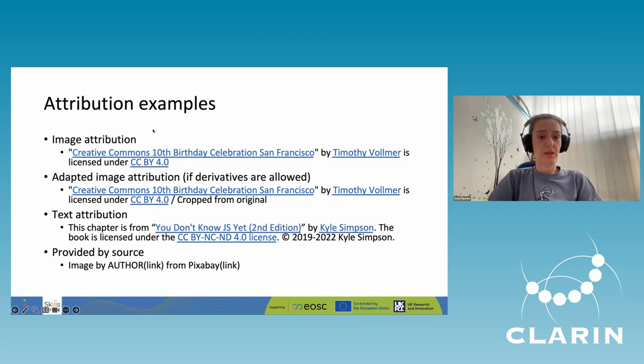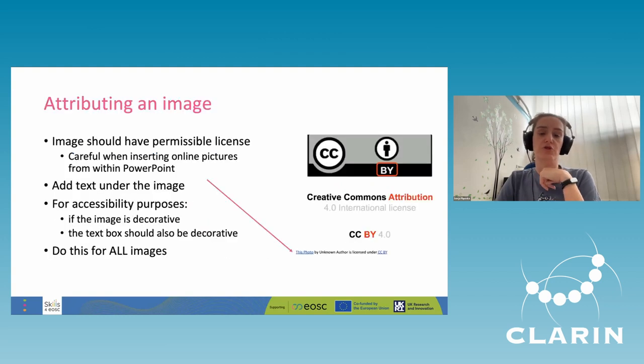What you need to focus on here is, for example, when you're doing adaptation, of course, the original license has to allow derivative. After the attribution, you say what you changed. For example, this text here, sorry, cropped from original. Or when it is provided by the source, you use the way the source would like you to attribute. For example, this is the last point where you have an example how to attribute an image from Pixabay, which is a repository of free images. On their side, they say if you want to attribute, you have to use this format for the attribution.